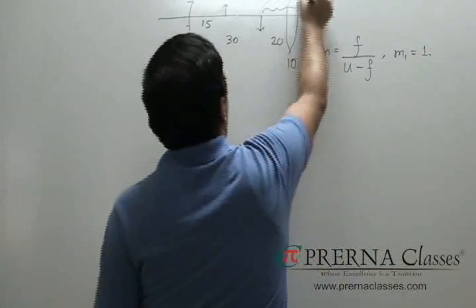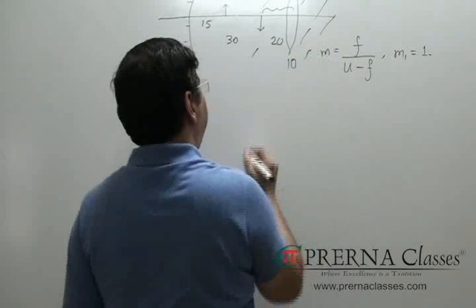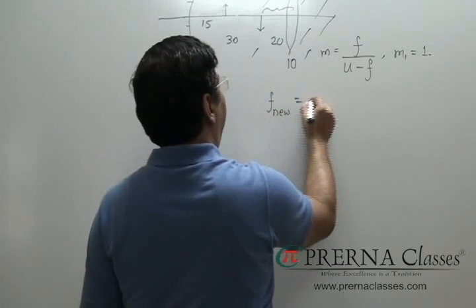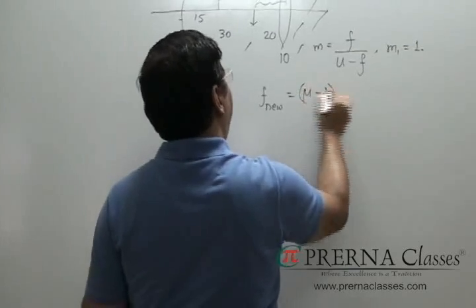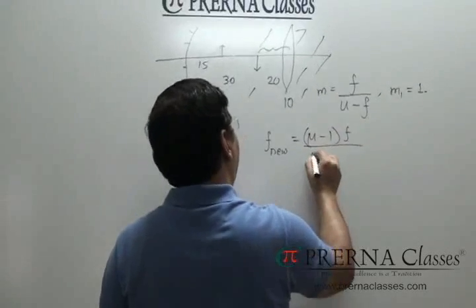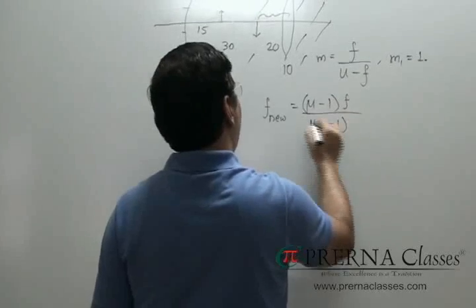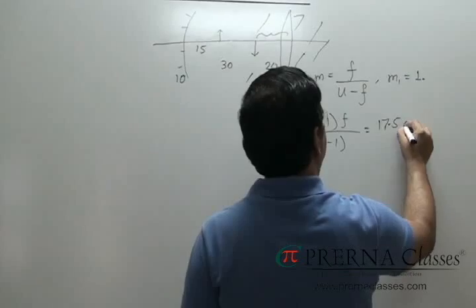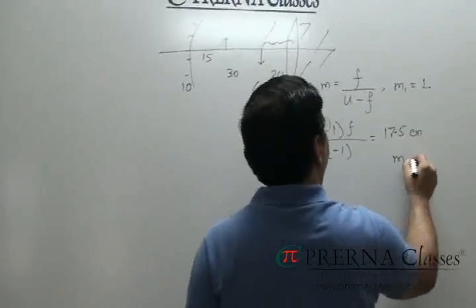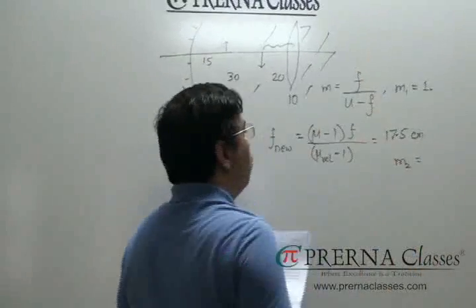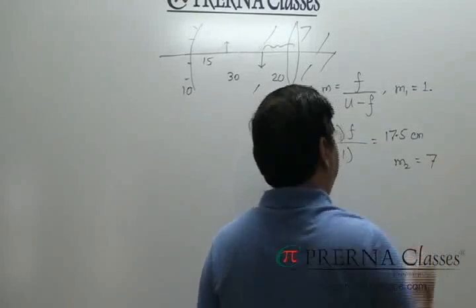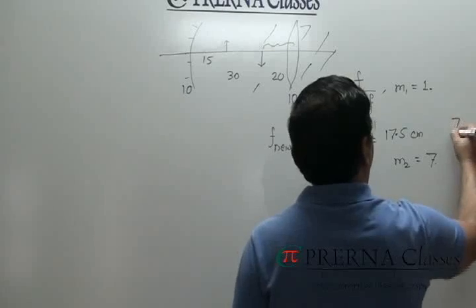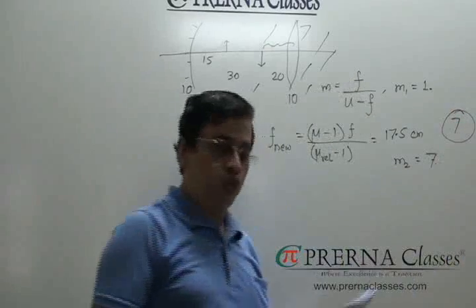In the second case, when that surrounding medium is some other medium, we know that the focal length f can then be written as (mu minus 1) into f by the relative (mu minus 1). This then turns out to be 17.5 centimeters. And therefore, the magnification in the second case, again using that same formula, is going to be 7. Clearly, therefore, the ratio of the two magnifications, m2 to m1, is 7 as the answer to this question.